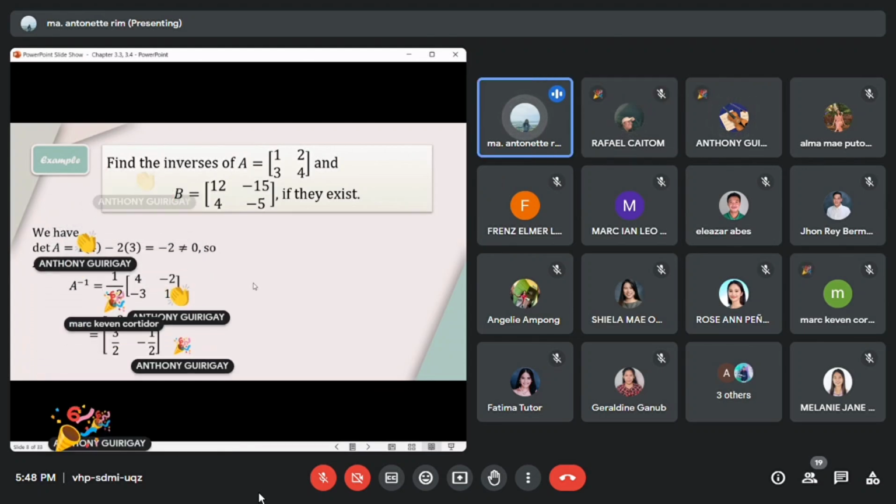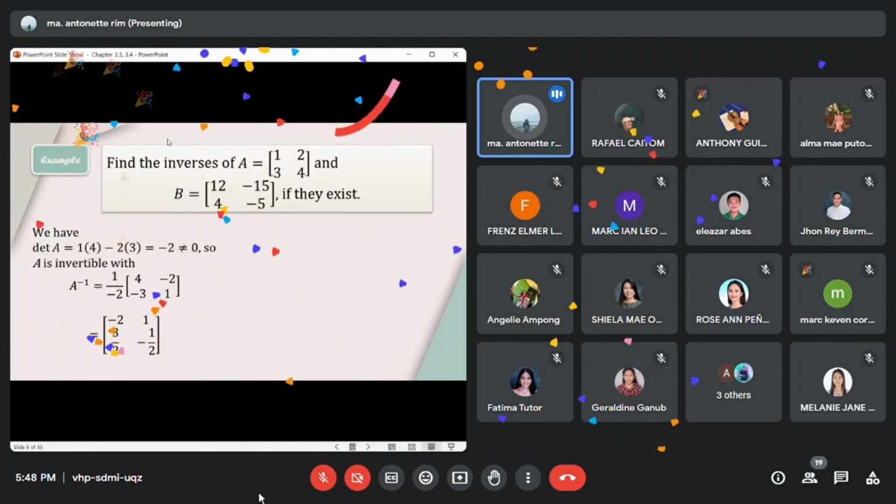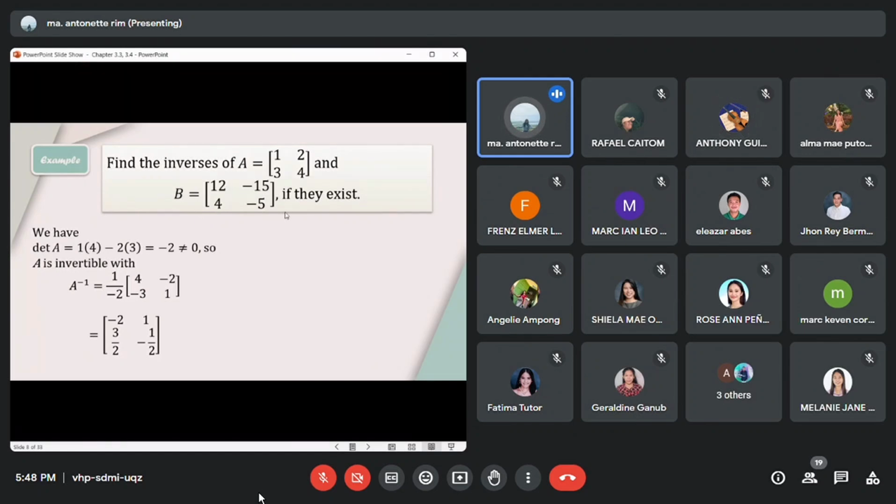Okay, so let's go back. Find the inverse of B. So B is 12, negative 15, 4, and negative 5. So who can answer? No inverse, ma'am. Yes, thank you. Very good. So it has no inverse because it equals 0. If we subtract 12 times negative 5 with 15 times 4, the answer is 0. So our determinant is 0. Therefore, it is undefined. B is not invertible.